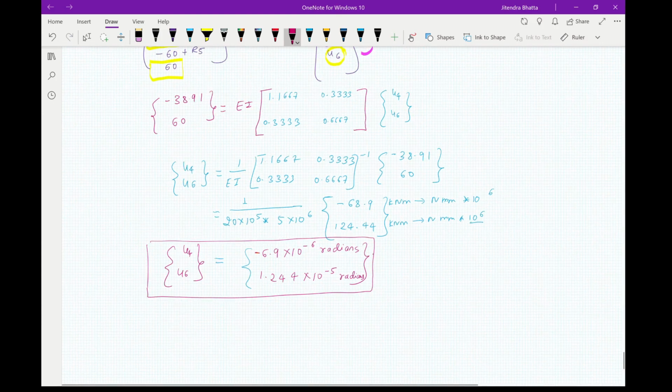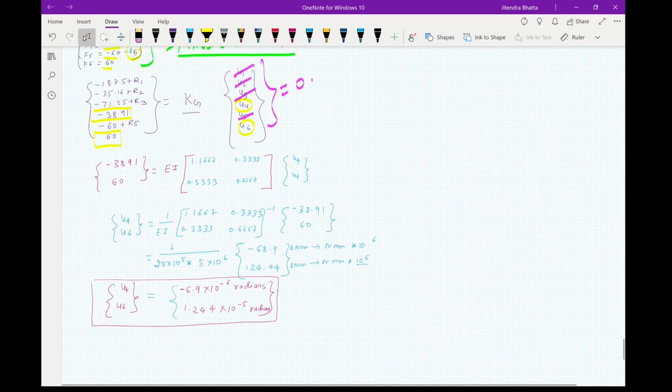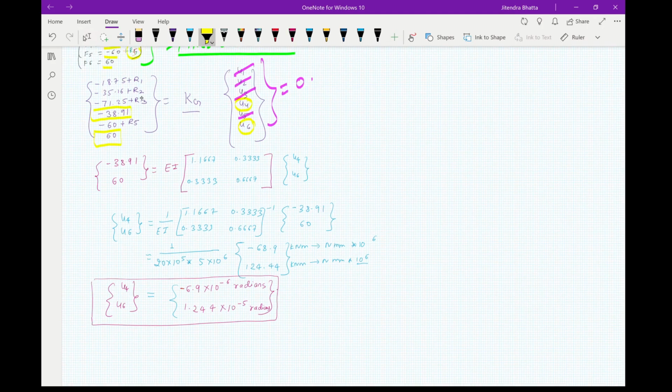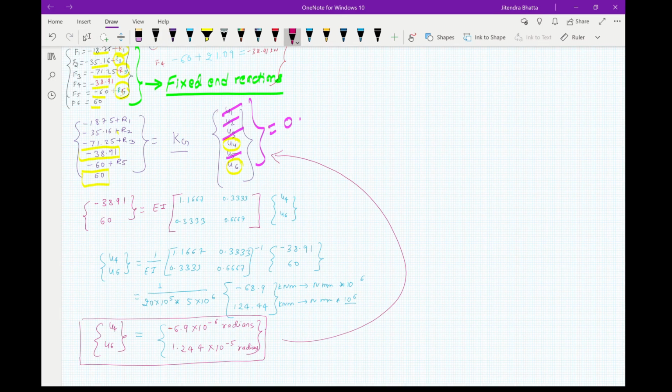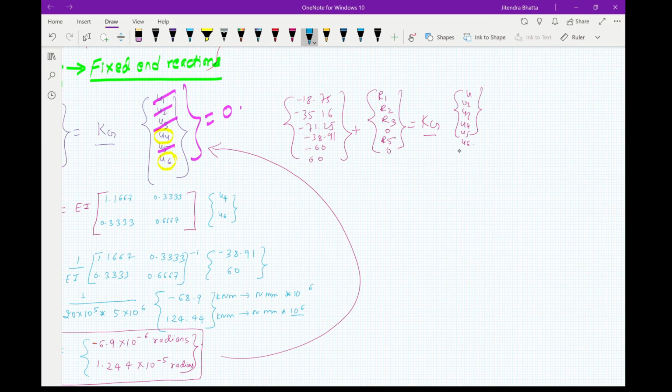Now if you want to find your forces, you have to substitute these values back here and then solve for your reactions, which are R1, R2, R3 and R5. You can separate your vector, this one. Now you have all your values here, you can take this one on this side and you can solve for your reactions.